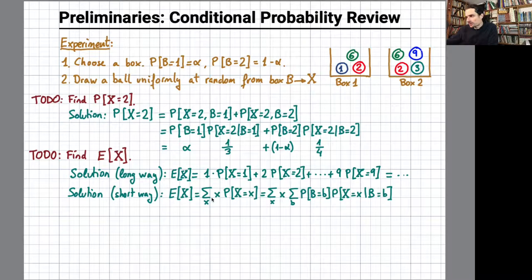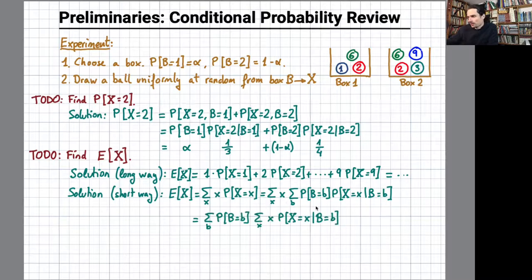The idea is not to substitute these probabilities with their values obtained in this way, but to replace this with this summation, right? The sum of the probability that b equals little b times the conditional probability of x equals x given b equals b, right? So this is precisely the same operation that we have done when we arrived at this second line here, okay?